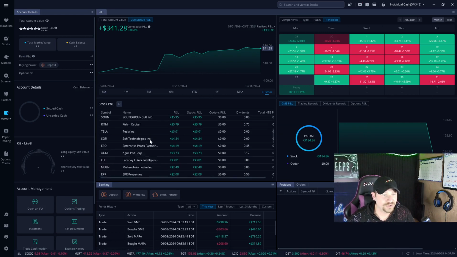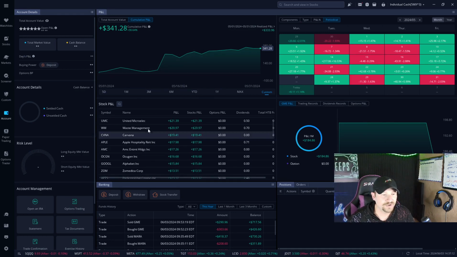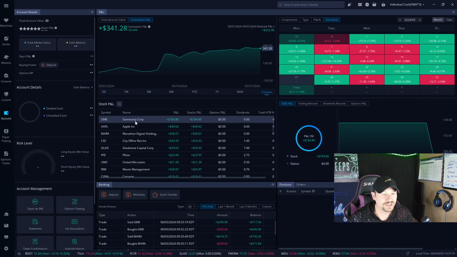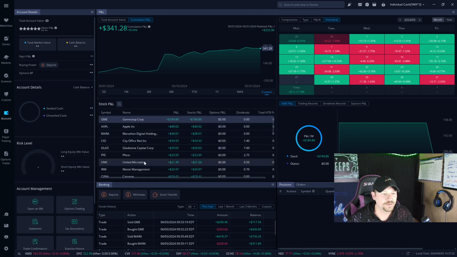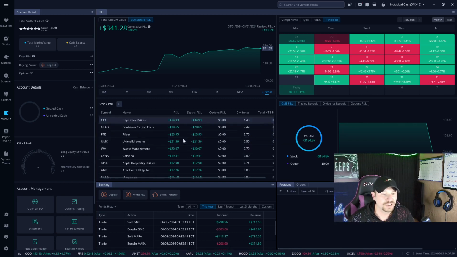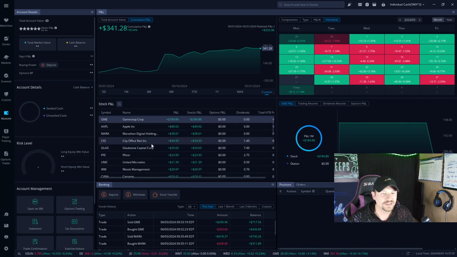So 30% profit. These are actually all the trades I took within that month. So some big ones was GME or GameStop making $184. So under the stock P&L, you can see specifically which stock and how much profit you took. Looks like about 40 on Apple, almost 40 on Marathon or MARA, 34 on CIO, 30 on GLAD, 23 on PFE, and the list goes on, okay? We've been making some trades.